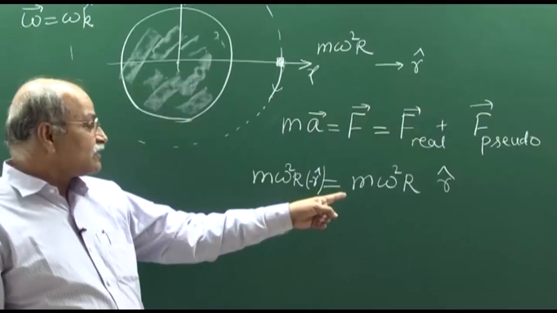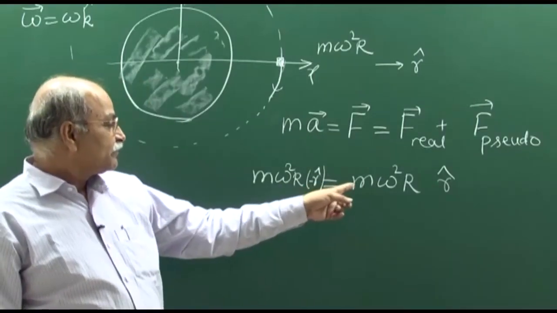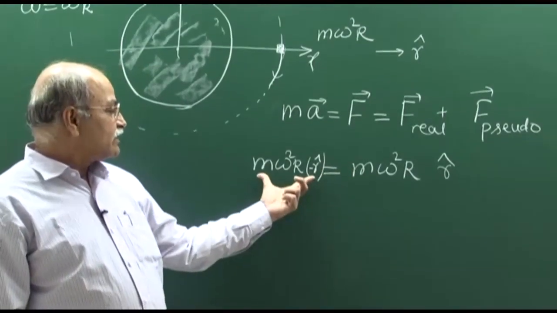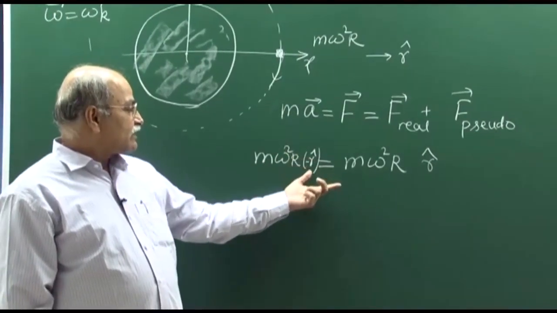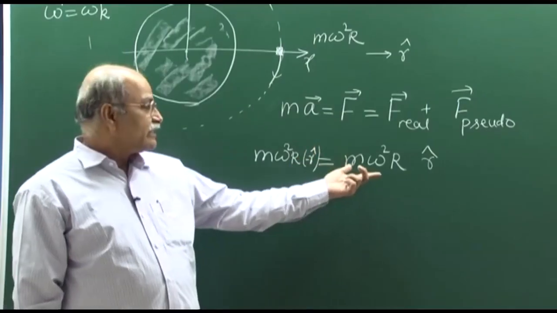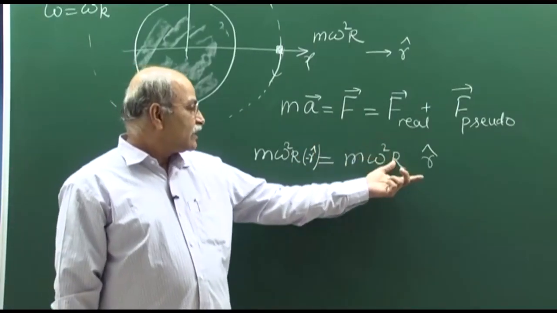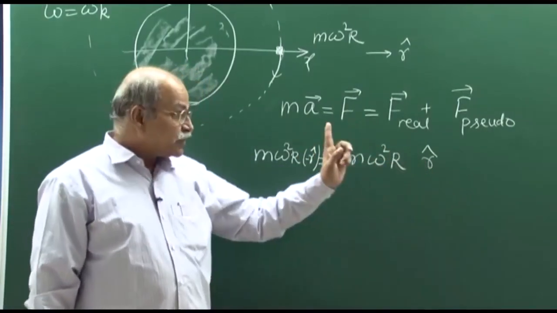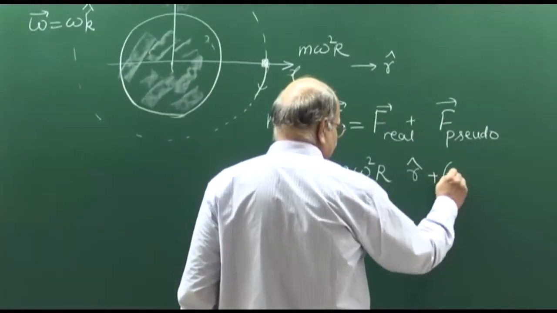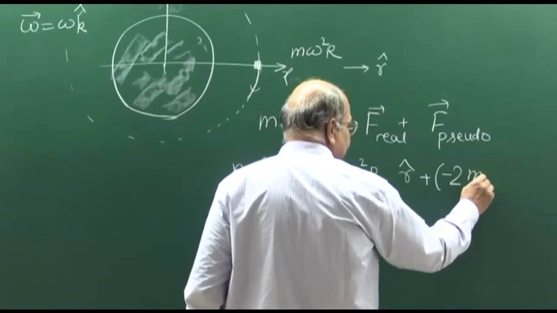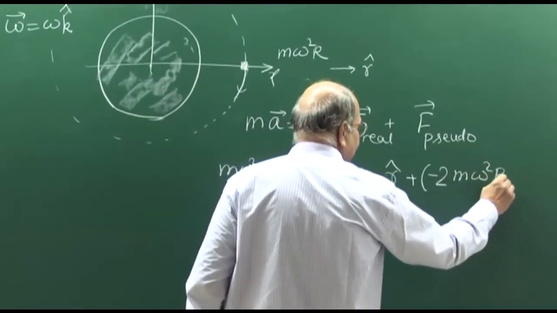And how much should that be? If I am to get m into omega square r in the minus r cap direction on one side, and here it is m omega square r in the r cap direction, what should I have? I should have yet another force, which is minus 2 times m omega square r cap.